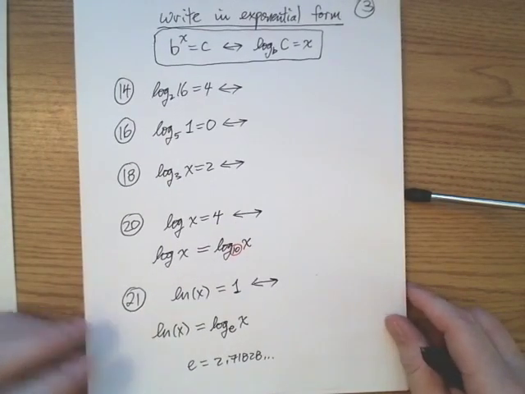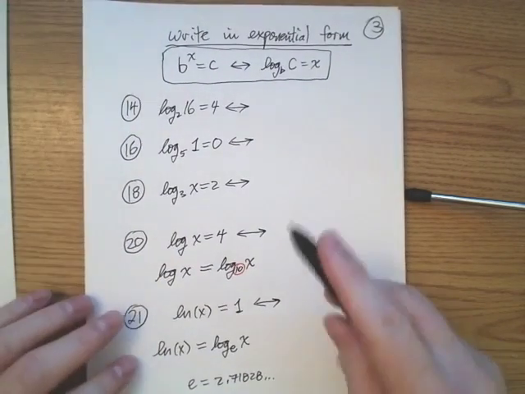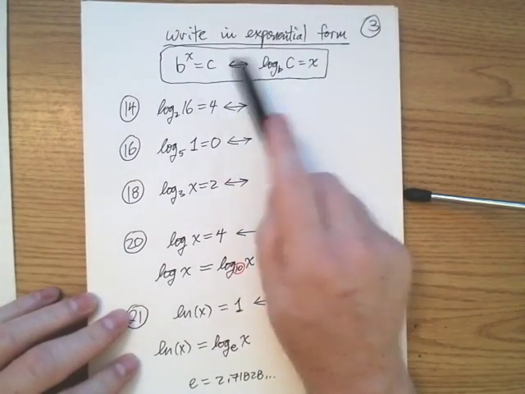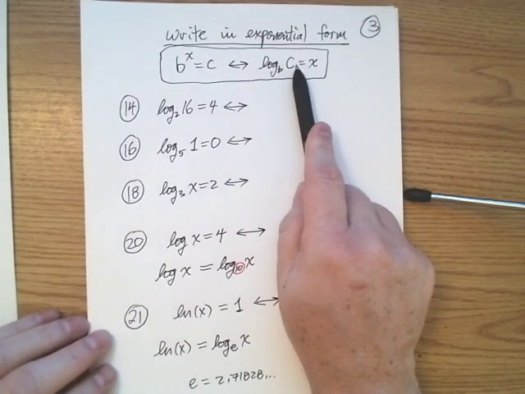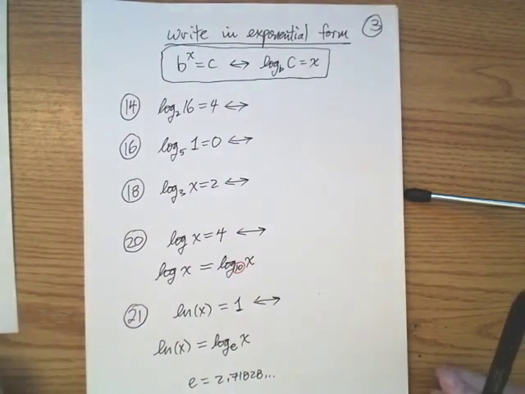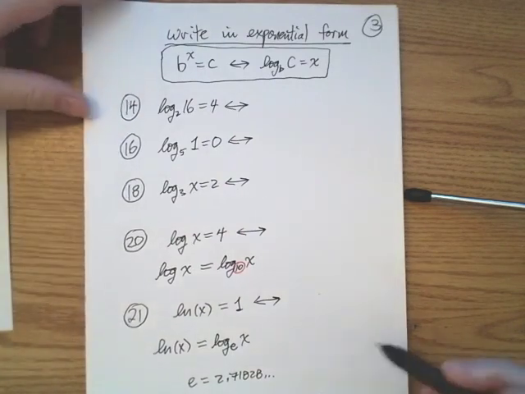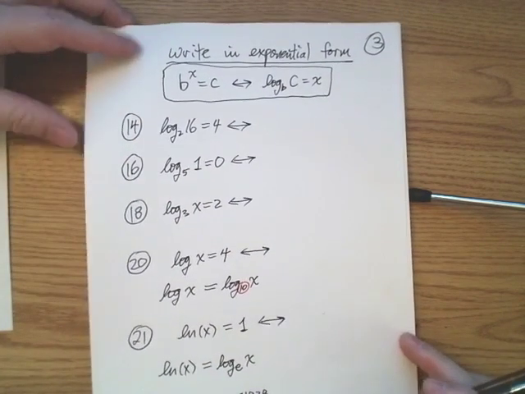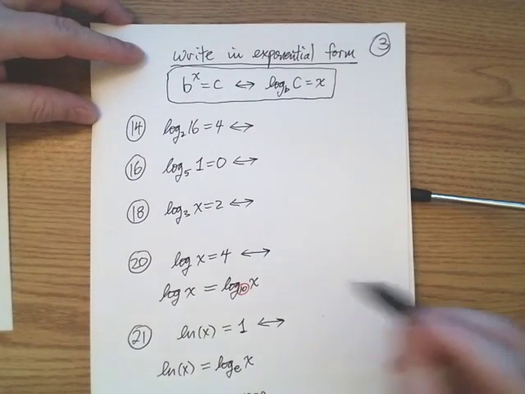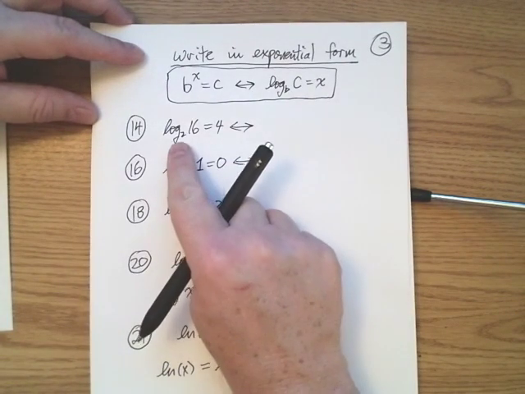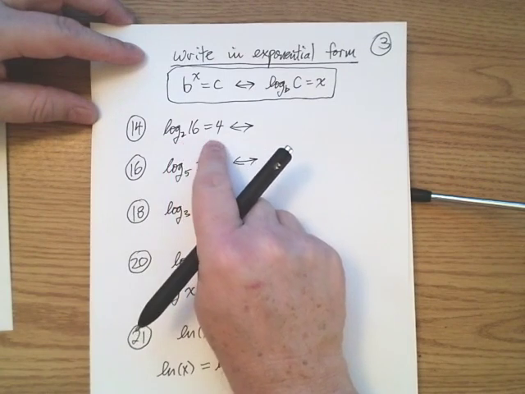Okay, let's go ahead and go the opposite direction. Now you should be able to go back and forth between these. Take an exponential statement and write it logarithmically, or take a logarithmic statement and write it as an equivalent exponential. Okay? All right, let's try that. So let's take problem 14 in section 6.4. How would you read that? Logarithm base 2 of 16 is 4.